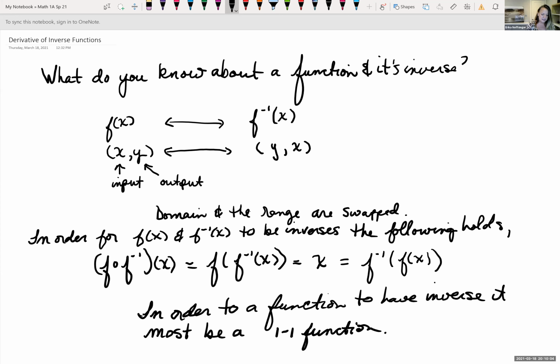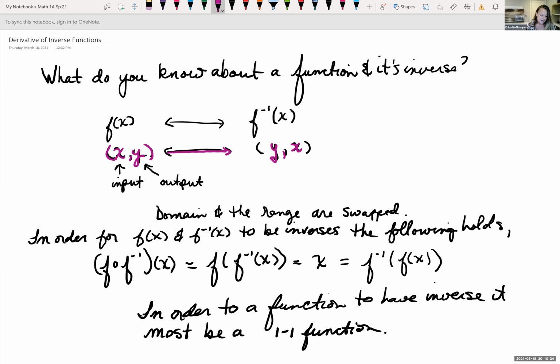The first thing that was discussed is that we know the input and output of one is reversed. It's the output and input of the other. Their x and y are swapped. Input and output are swapped for the function and its inverse function. So for instance, if we had this point (x, y) here, then the point on the inverse function, swapping our x and y values, would be (y, x).